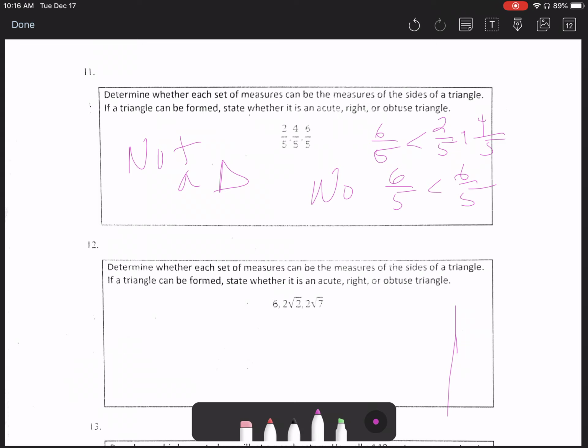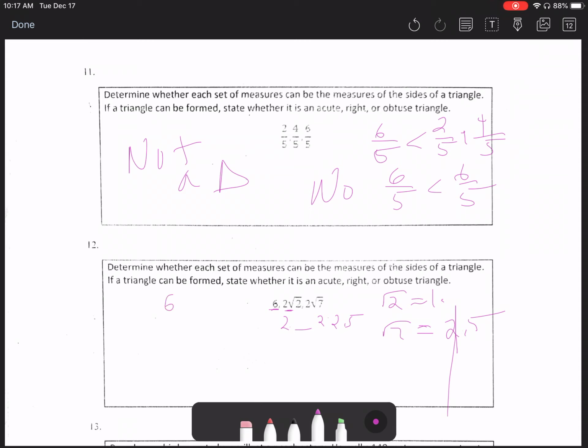I look at this right here. Radical 2 is around 1 point something small. Radical 7 is close to 9, so I'd say it's close to 2.5. So first thing I determine is which is my longest side. Well, radical 2 times 2, again, it'll still be 2 point something. 2 radical 7 is going to be about 2 times around 2.5. Is that going to be bigger than 6? No. So 6 is my longest side.